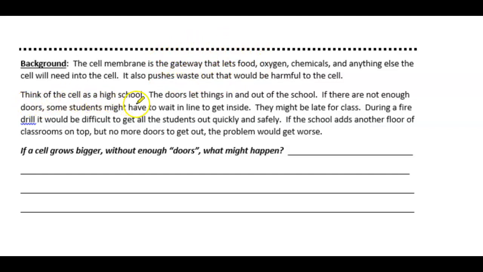Think of the cell as a high school. The doors let things in and out of the school. If there are not enough doors, some students may have to wait in line to get inside. Okay, so you've seen this before when it's really busy and there's a big mob to get in that people have to wait. In that case, students might be late for class.